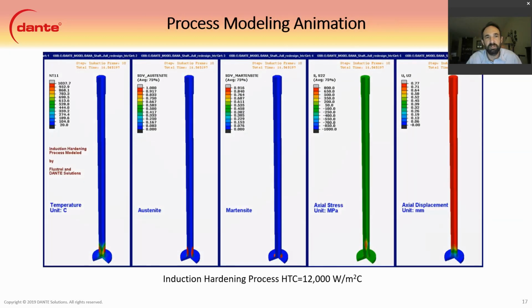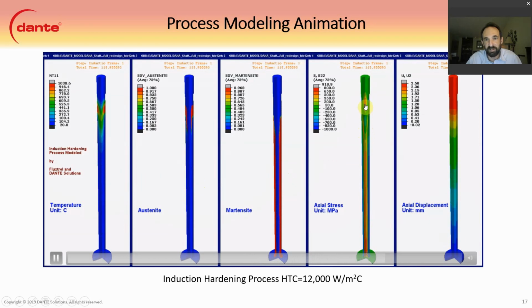This is an animation showing the process as modeled using DANTE. From left to right, we have temperature, austenite, martensite, axial stress, and axial displacement. So you can see as the temperature increases, our austenite is formed, followed by the quenching to form martensite. We end up with a tensile spike that rides out ahead of the austenite, and this can cause serious problems if the inductor isn't shut off before it reaches the end.